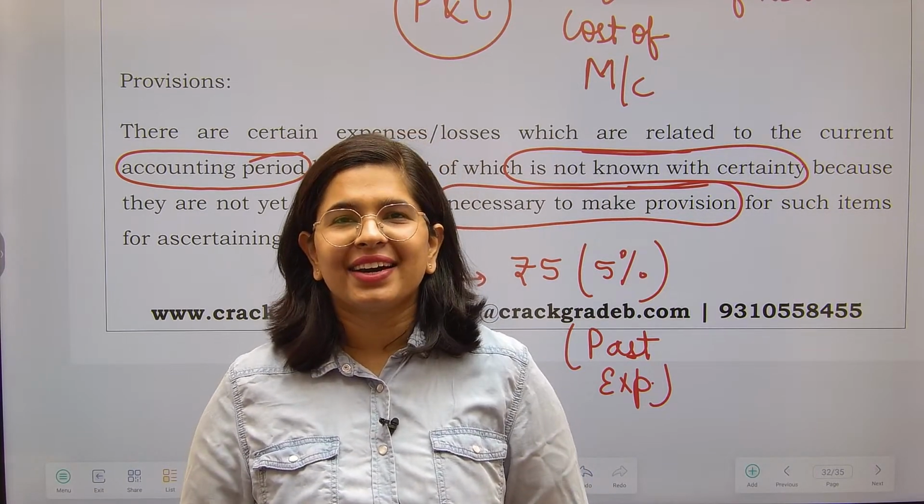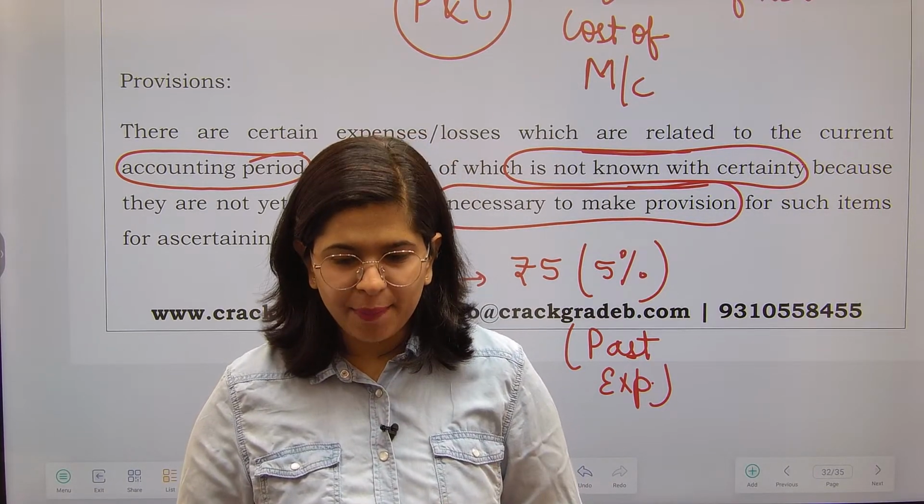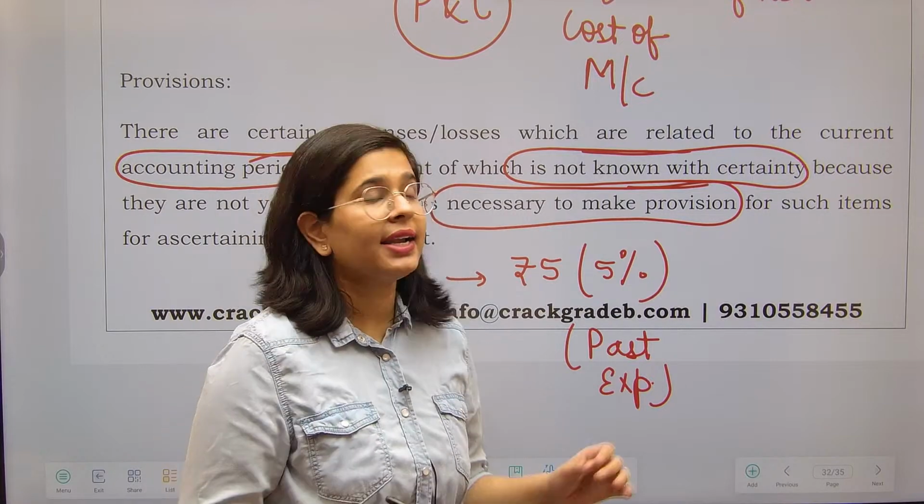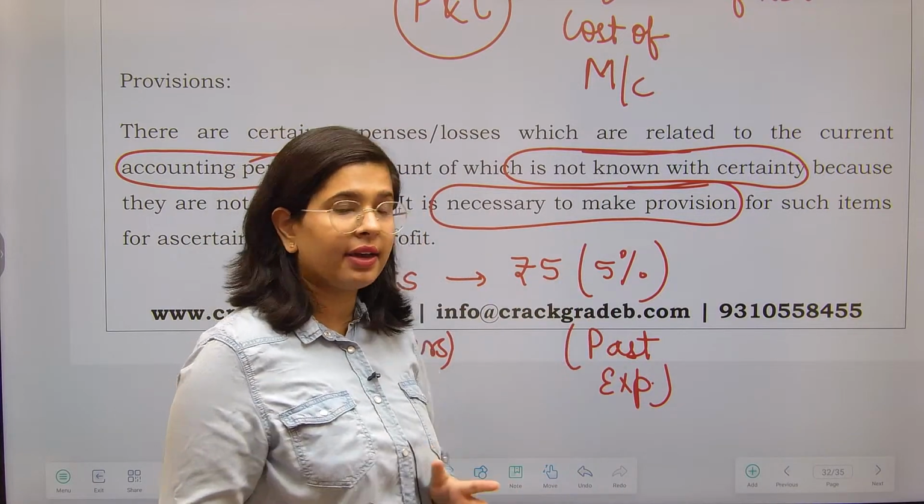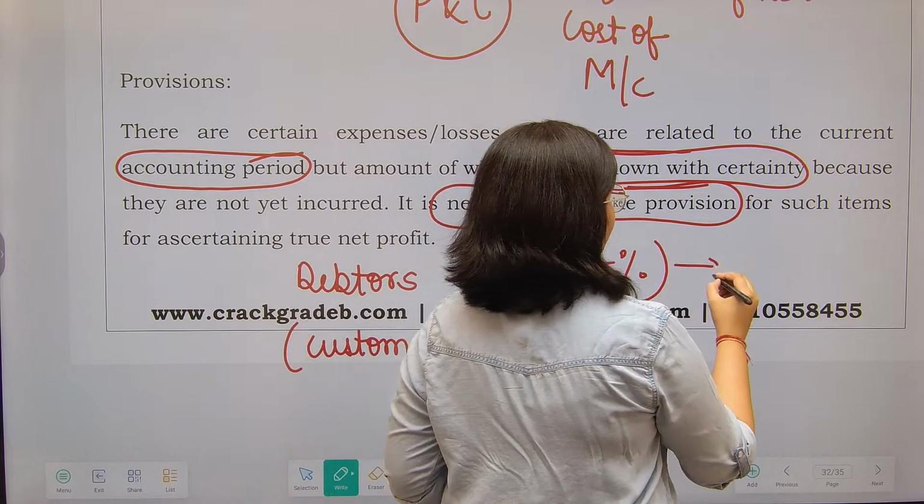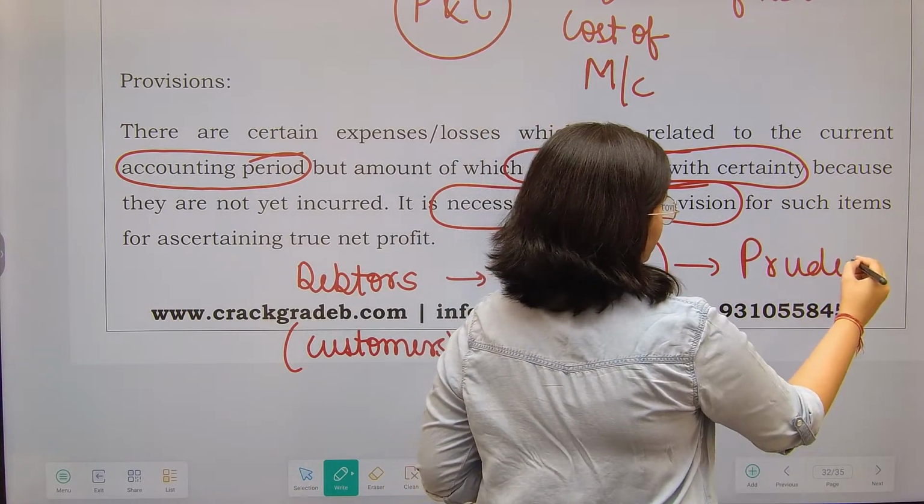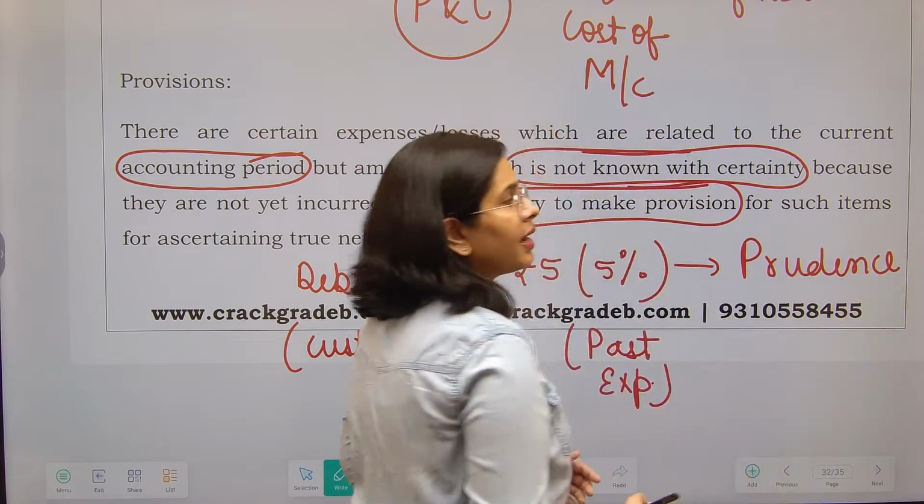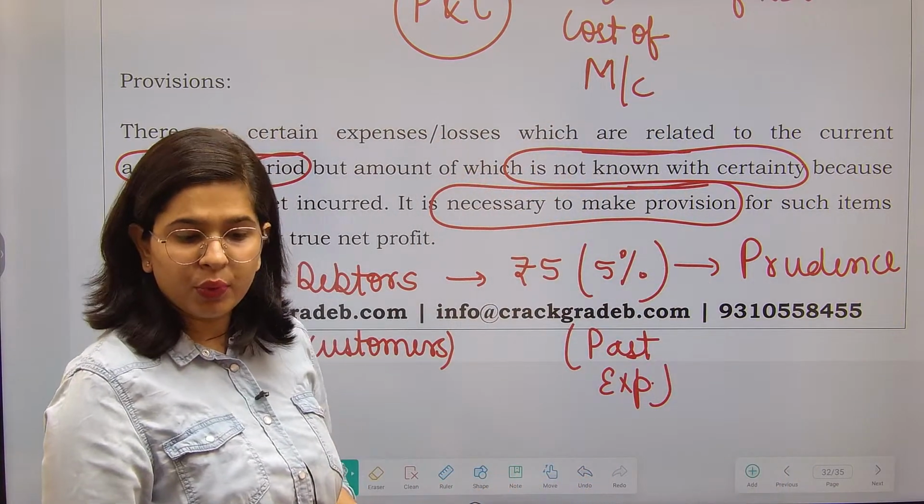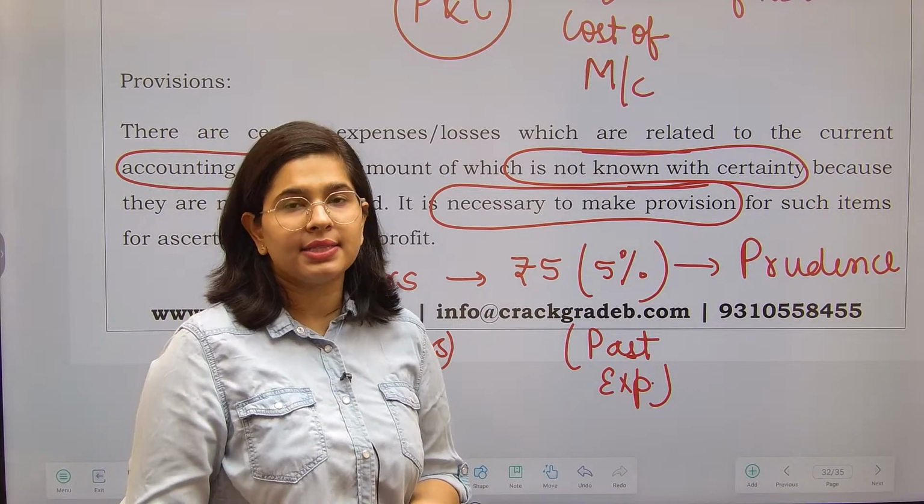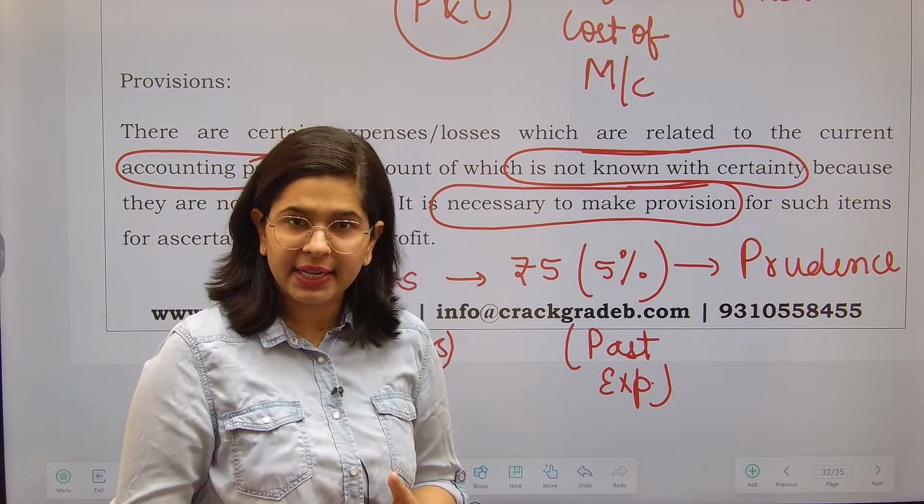So let's see over here. Let's come back to the topic. So the principle that has been told over here is the prudence principle. It has another name as well. This is the prudence principle, also called the principle of conservatism.